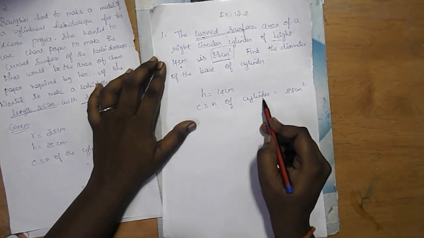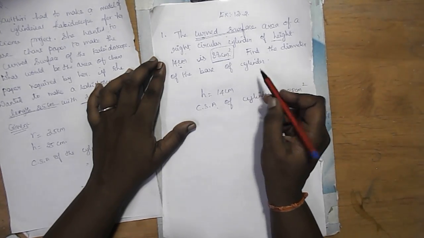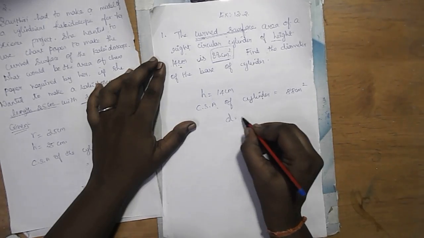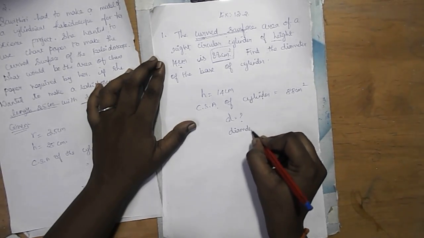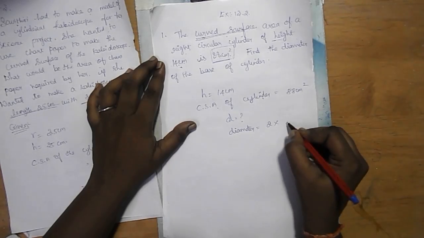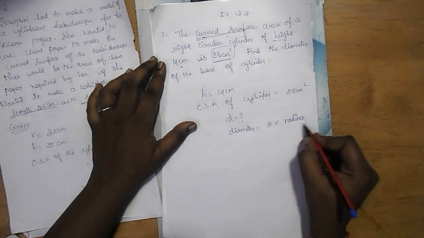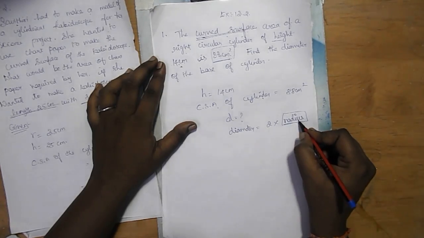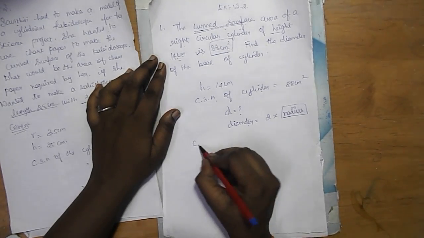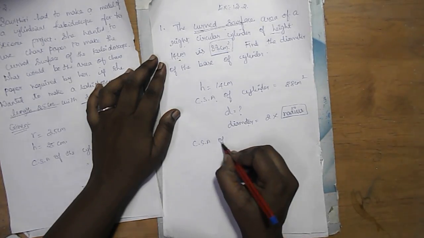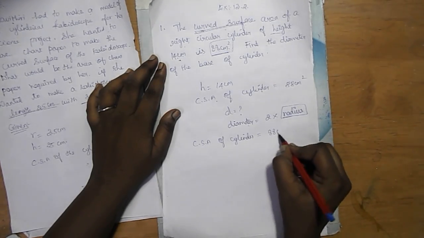So the CSA of the cylinder formula is, so what is to be found out? Find the diameter of the base of the cylinder. So D equal to what? We know that diameter equals 2 times the radius. So 2 into radius we get the diameter value. First we need to find the radius value, next we find the diameter value. Okay. So first, given CSA of the cylinder value is 88 centimeter square.